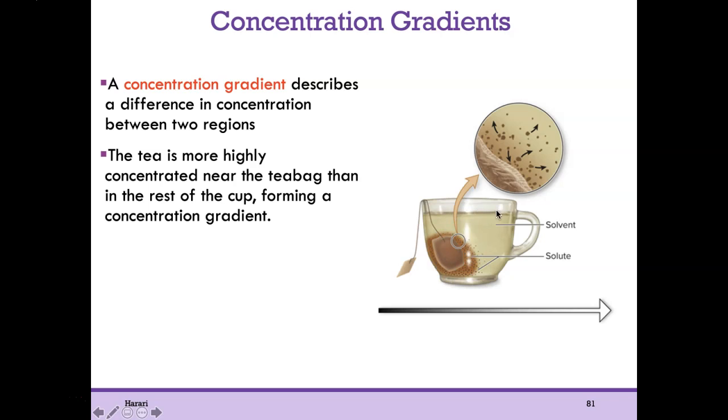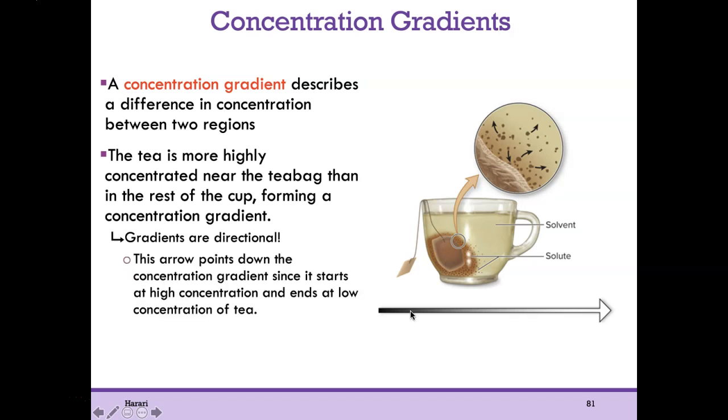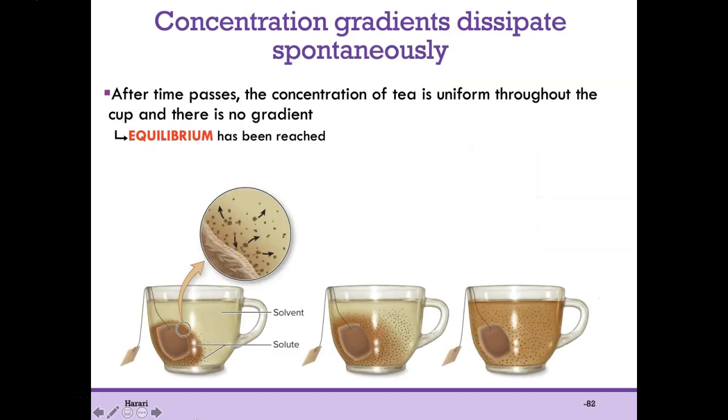This forms a gradient, right? There's more concentration over here than over here. So there's a direction, right? The arrow is going from high to low. It starts at high concentration and goes to low. After time passes, the concentration of tea will be uniform throughout the cup, and there will be no more gradient. At this point, we can say that equilibrium has been reached, right?